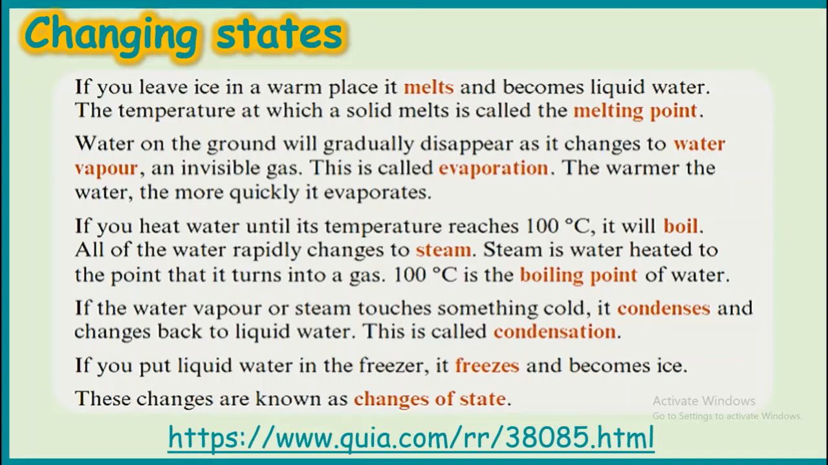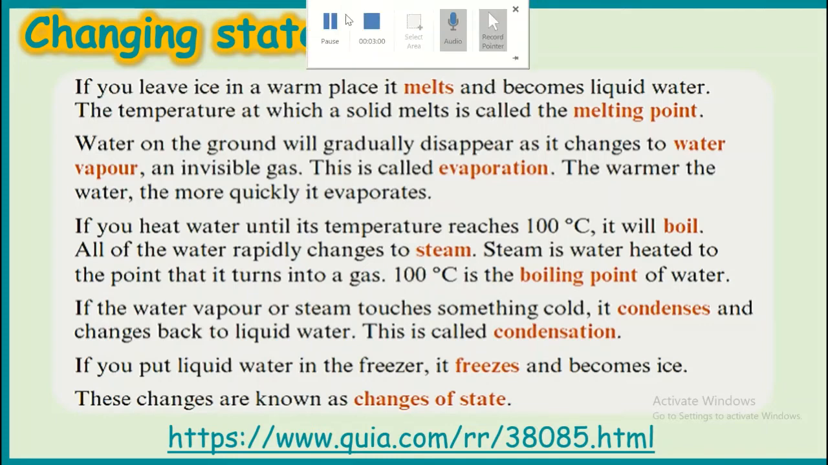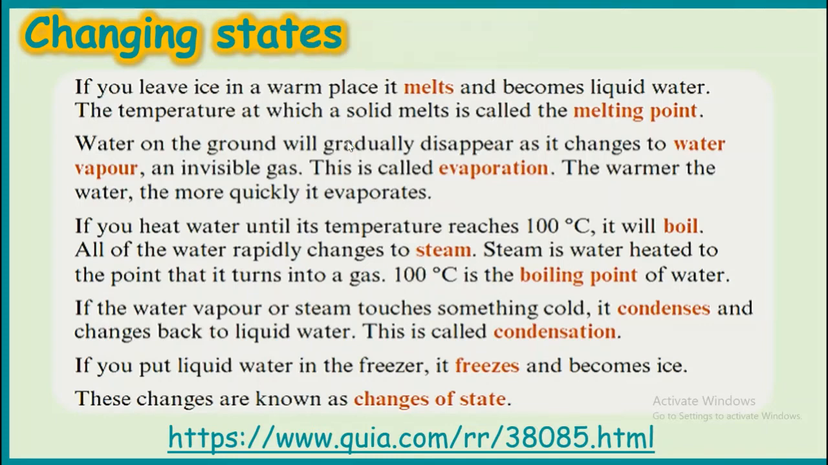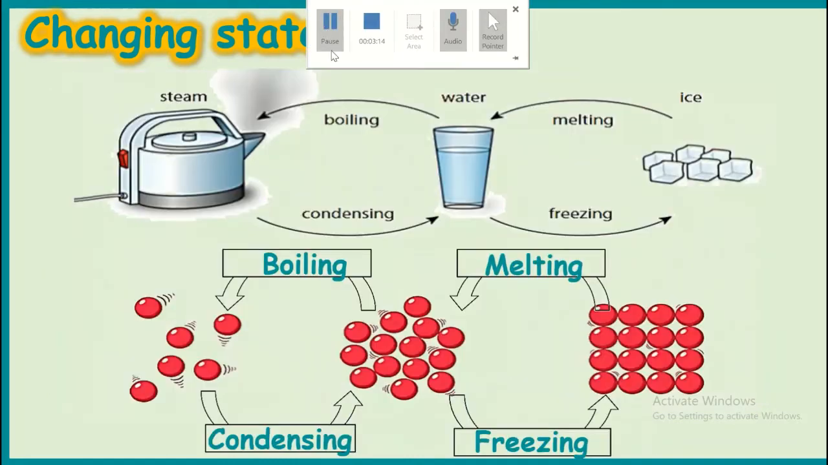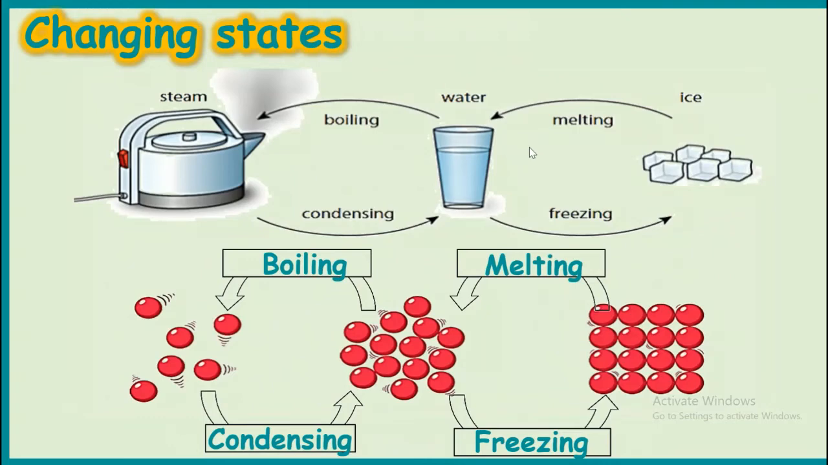If you put liquid water in a freezer, it freezes and becomes ice. Okay, so once the temperature of the liquid is reduced, it will freeze and it will become ice. Okay, this all is known as changes of states in matter. You can see evaporation, melting, boiling in this picture.